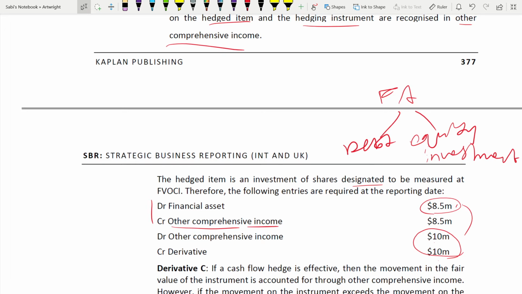See, when you are taking this 10, you are just crediting here, but there's a loss in the other comprehensive income. That's why there's a debit of 10. So 10 minus 8.5, just check the difference, it is 1.5, no? 1.5. Same for derivative also. You're crediting by 10.